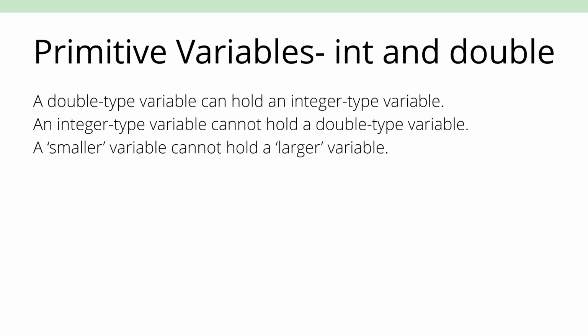So we've already talked about primitive variables, and I want to focus on two of them. We'll set aside Boolean variables for later. In this lesson, we're going to focus on int and double. So remember three key things. A double type variable can hold an integer type variable. An integer type variable cannot hold a double type variable. And a smaller variable cannot hold a larger variable.